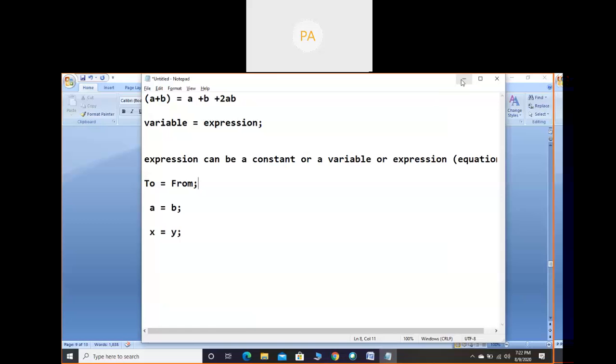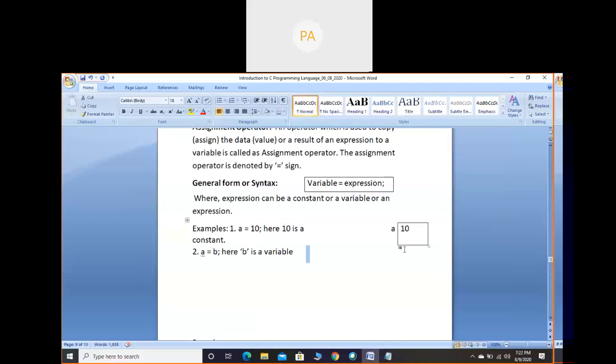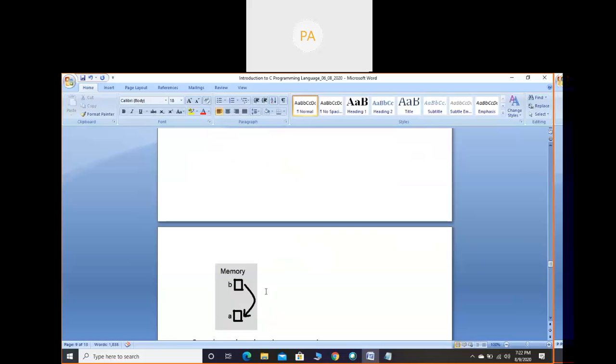Now a equals b is not the same as b equals a, because if I write a equals b, from variable b it is copied to a. If I write b equals a, from variable a it is copied to b. So whenever we use an assignment statement, we have to be very careful. Both statements are not the same. If you look at the memory representation, you'll understand that from variable b the value is copied to variable a. That means whatever value is present in the memory location of b is copied to the memory location of a.